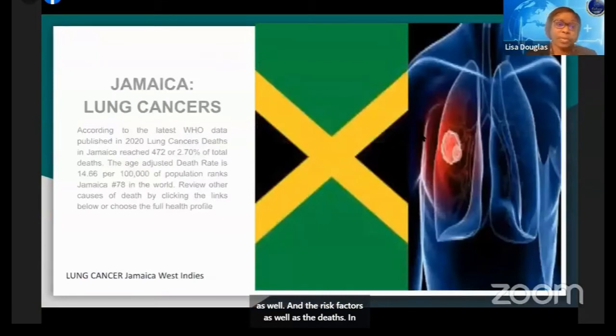In Jamaica, according to the latest World Health Organization data published in 2020, lung cancer deaths in Jamaica have reached 2.7% of total deaths. And Jamaica is a small island, so that's a pretty high number for such a small island.